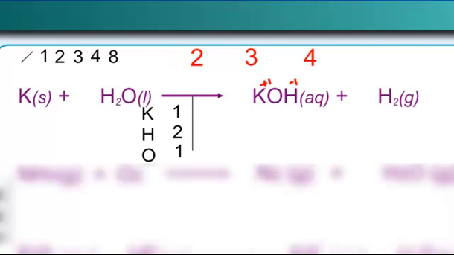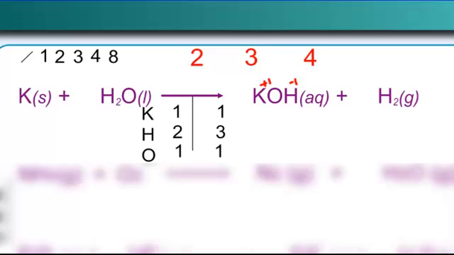On the product side, we have 1 K, we have 1 O, and here's the trick. We have an H in the KOH, and we have 2 H's in the hydrogen gas. You want to add those together. So you have a total of 3. Oops, I made a mistake. The 1 was for the oxygen. Sorry about that. You have a total of 3 hydrogens, 1 in the KOH and 2 in the H2 gas. So this is your initial numbers that you're working with.